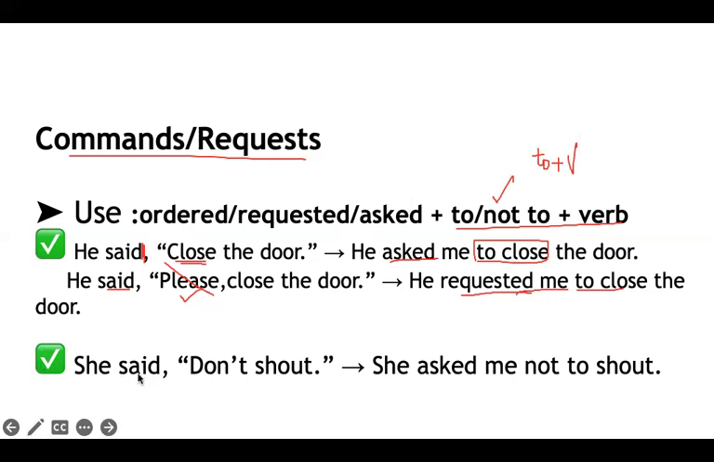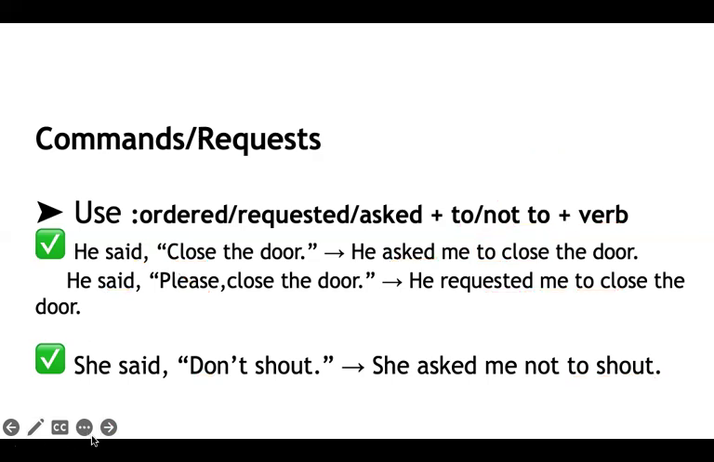Okay, second is she said, don't shout. She asked me not to shout. This is a negative sentence, don't. We will remove do. She asked me because we need to plus verb, okay? Not to shout. So in imperative, we need to have infinitive, to plus verb.